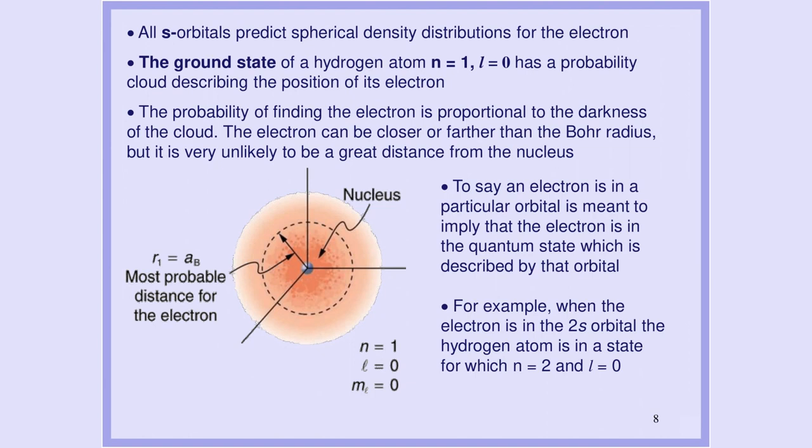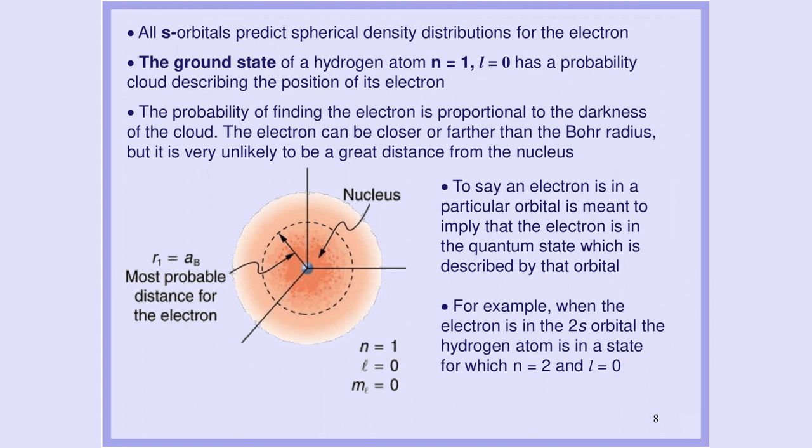The probability of finding the electron is proportional to the darkness of the cloud, as it is shown in the diagram in this slide. The electron can be closer or further than the Bohr radius, but it is very unlikely to be a great distance from the nucleus.